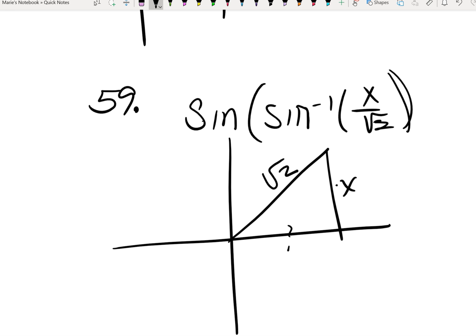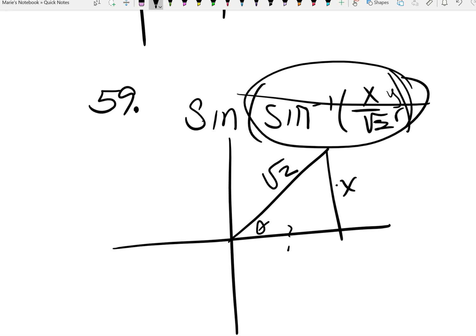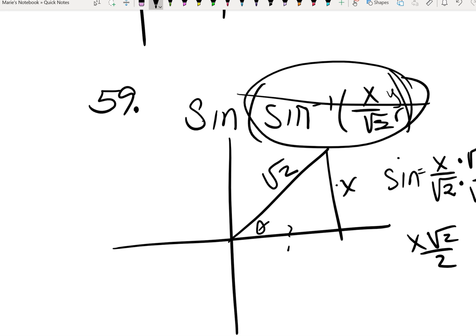So if sine inverse of x over square root of 2 results in y over r, this being my theta, this being my giant theta, it doesn't really matter because the sine is going to be the same thing, so it's still going to give you x over square root of 2, and you still have to rationalize it by multiplying square root of 2 over square root of 2. Final answer, x square root of 2 over 2. And the world is now a better place because you know how to do that.